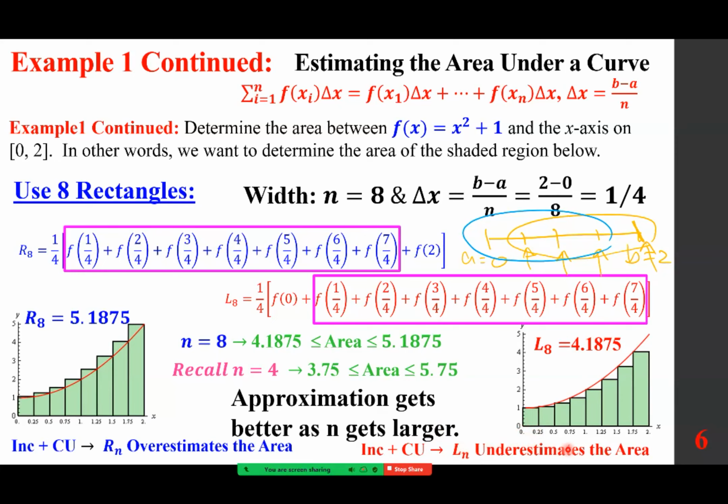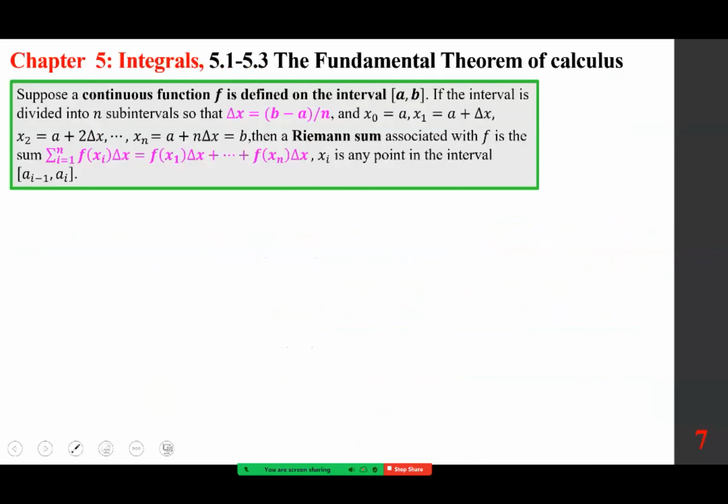So the synopsis of what we just said. Suppose a continuous function f is defined on the interval of a to b. If the interval is divided into n subintervals so that delta x is b minus a over n, x sub 0 represents a, x sub 1 is a plus delta x, all the way to the end, b is a plus n delta x, or x sub n.